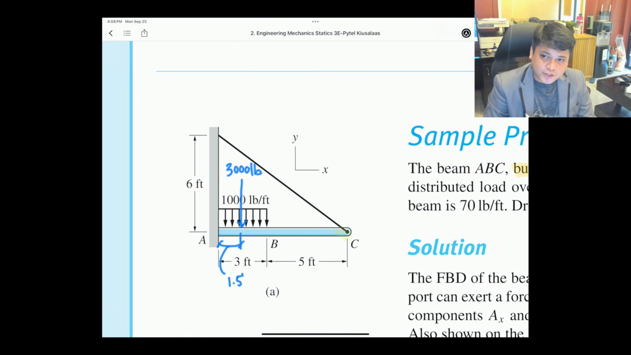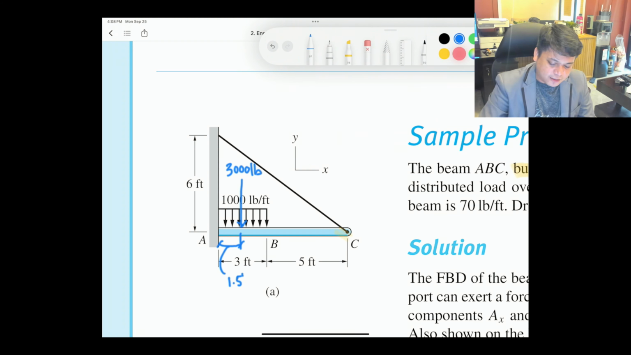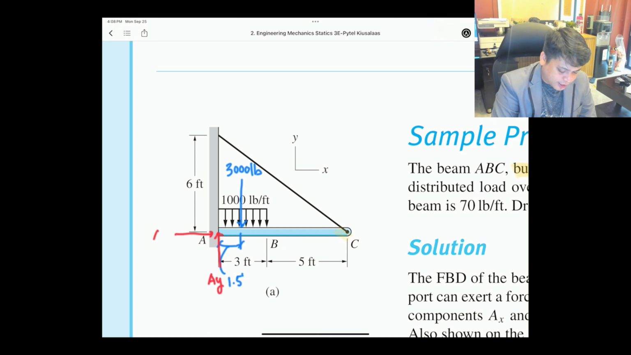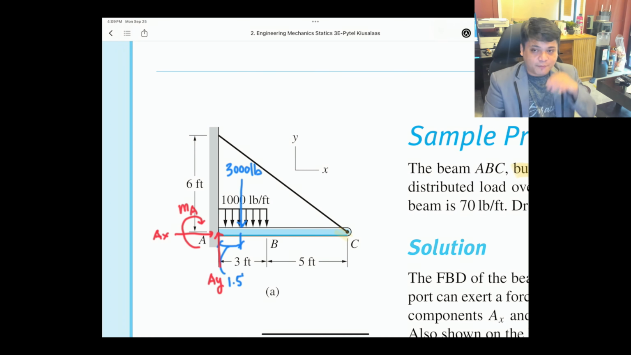So since you have 3,000, let's draw our reactions. At point A, it is built into the wall, so it is a fixed support. When it is fixed, how many unknowns do we have? Three. You have the vertical, AY. You have the horizontal, AX. And you have a moment, MA. So you already have three unknowns.